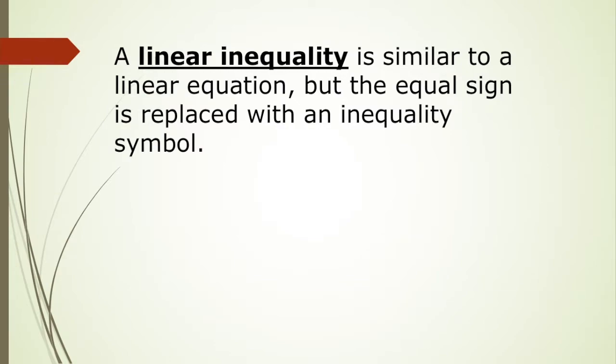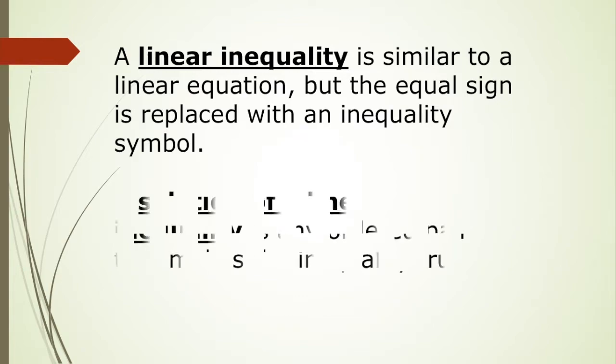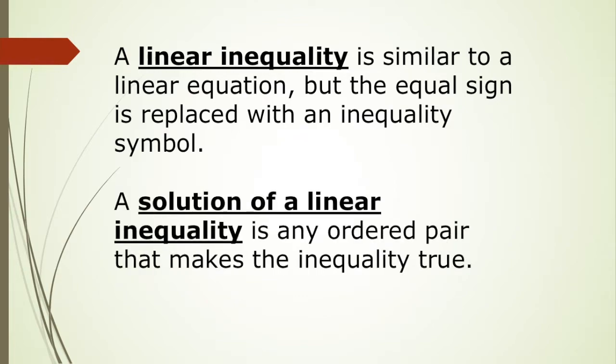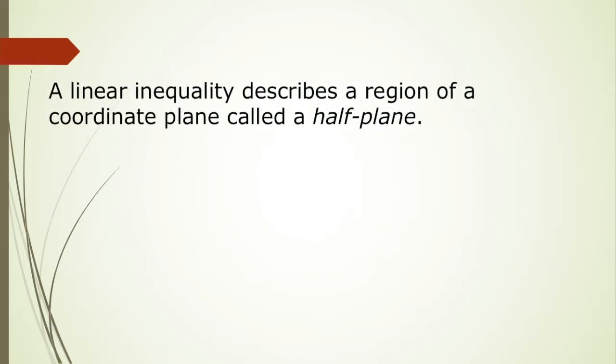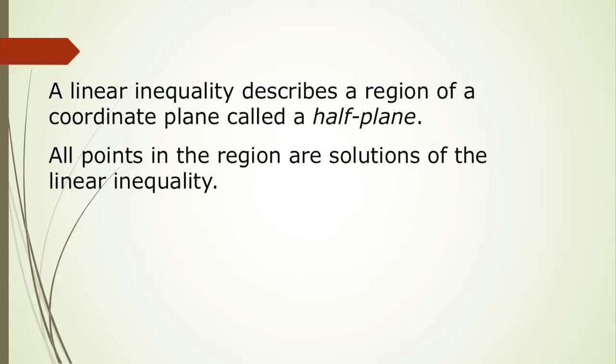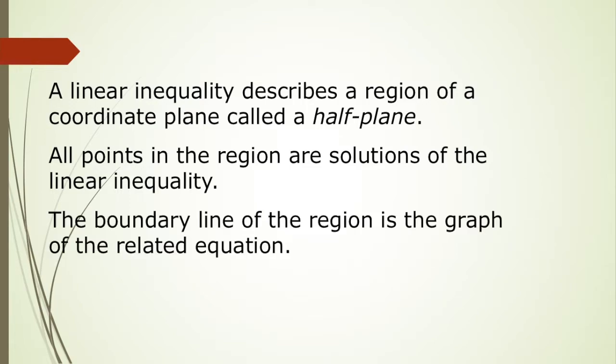So first, let us define what a linear inequality is. It is similar to a linear equation, but the equal sign is replaced with an inequality symbol. A solution of a linear inequality is any ordered pair that makes the inequality true. And then, a linear inequality describes a half region of the coordinate plane. All points in the region are solutions of the linear inequality, and the boundary line of the region is the graph of the related equation.